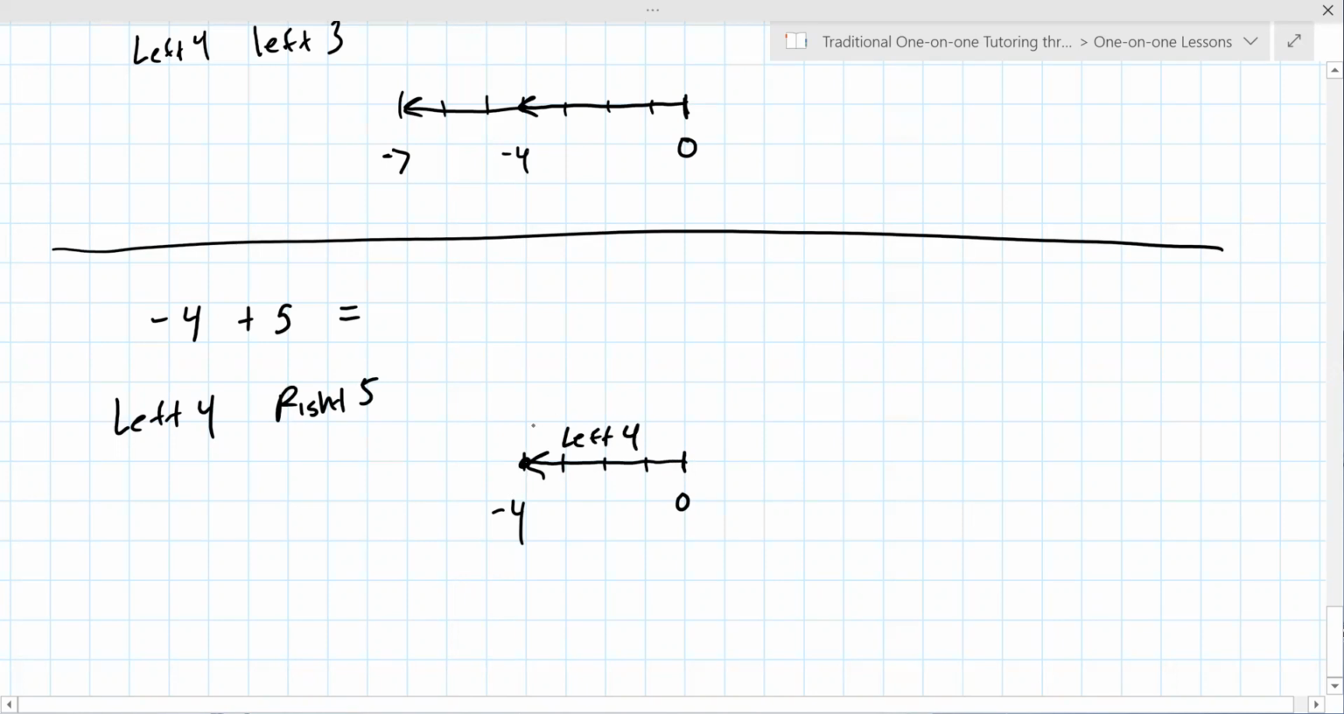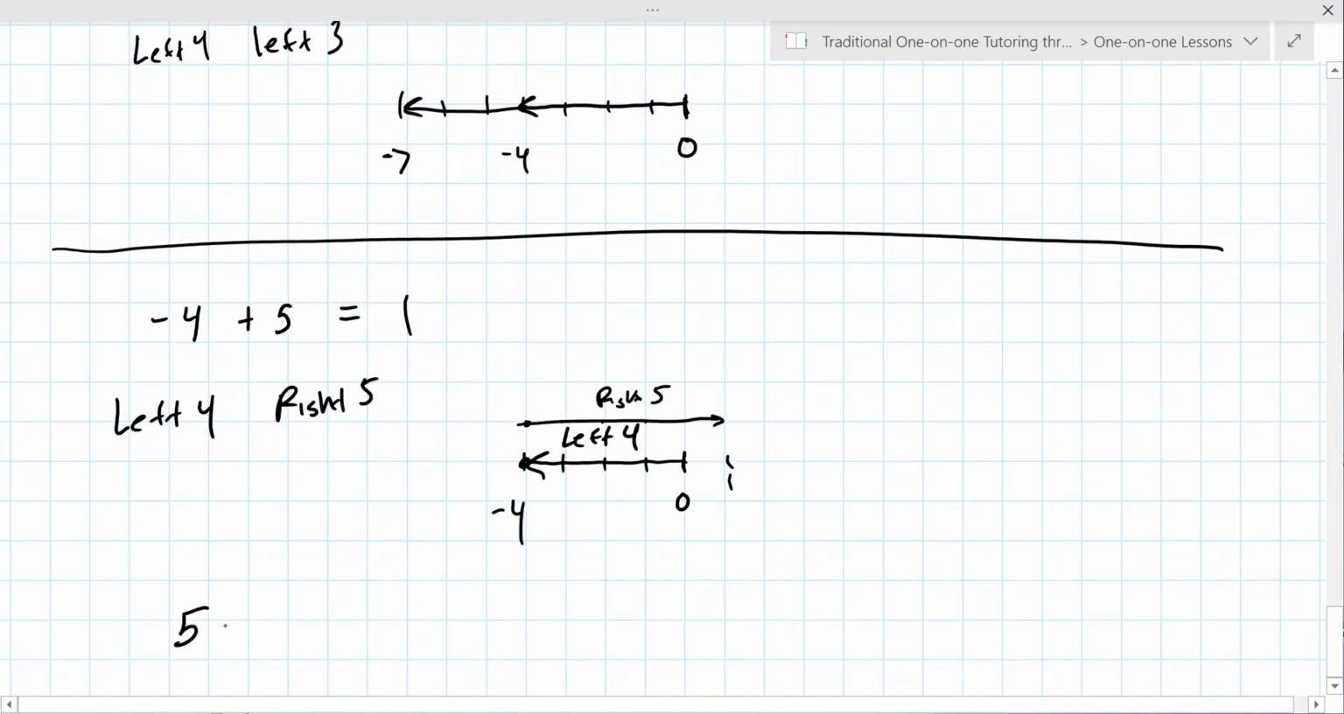Wait, is there no answer for -4 plus 5? Well, there is, but I'm trying to show you how you get the answer visually. It's 1, but let me just show you here. You're going right 5. You go 1, 2, 3, 4, 5. Go right 5, and I'm back to 1.